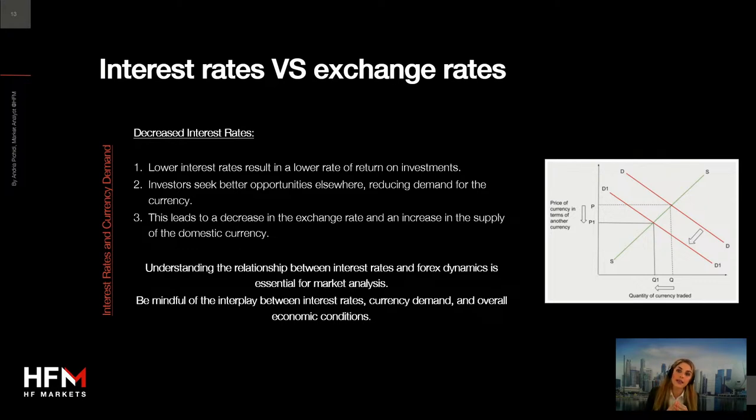So this means the demand for the currency will fall, due to the fact that investment capital flows are diverted to a more attractive investment destination. This will depress the country's exchange rate. It will also increase the supply of the domestic currency in Forex markets and drive the price of the currency down further. A quick reminder over here.